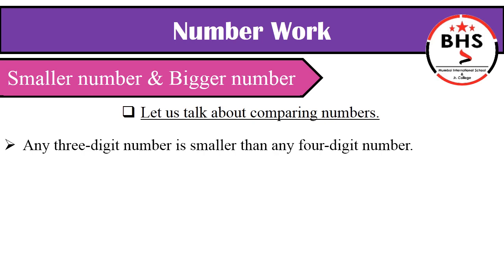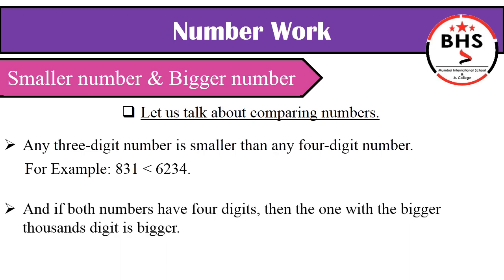Any 3-digit number is smaller than any 4-digit number. For example, here 831 is a 3-digit number and 6234 is a 4-digit number. Therefore, the 3-digit number, that is 831, is smaller than the 4-digit number, that is 6234.